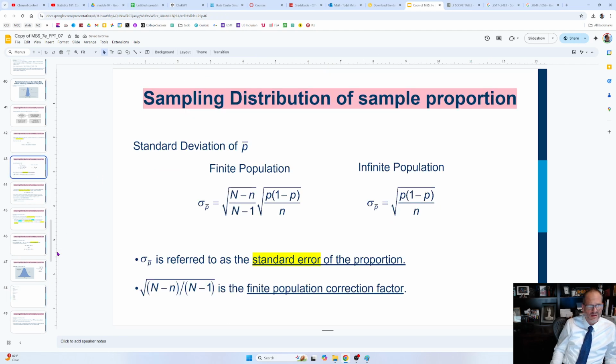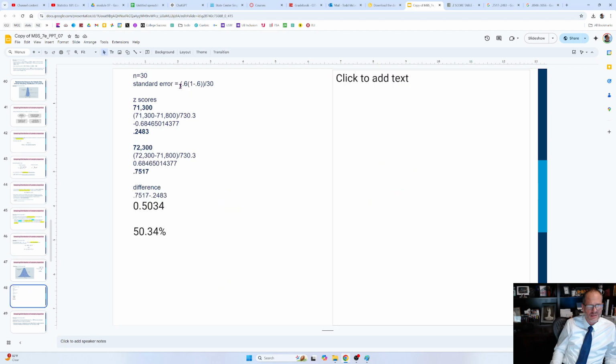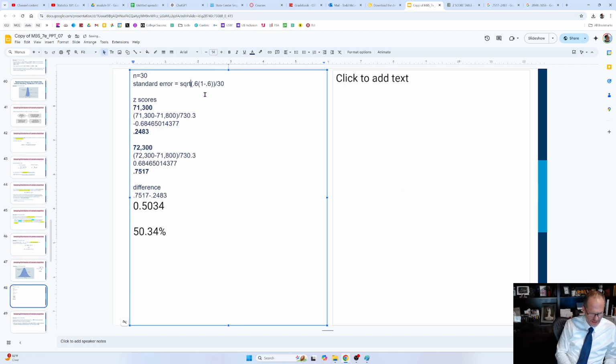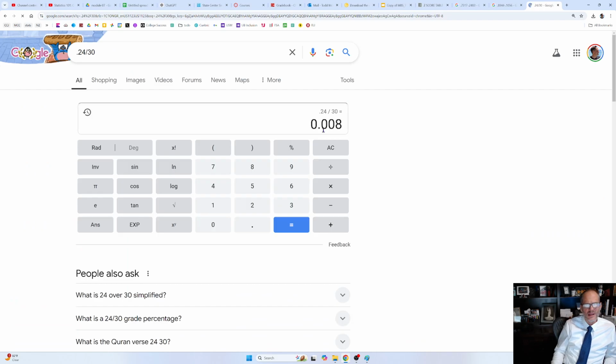It's going to be divided by 30, and then we're going to take the square root of all of that. When we do that calculation, we're going to do the square root of 0.24 divided by 30. And when we take 0.24 and divide it by 30, we're going to get that number.